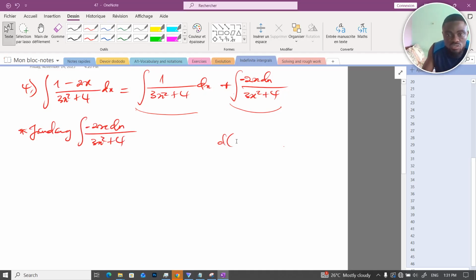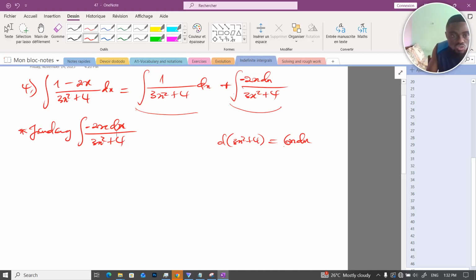We see that if you differentiate 3x squared plus 4 implicitly, you have 6x dx. Is that okay? When you differentiate this, you have 6x. Since you are differentiating with respect to x implicitly, you multiply by dx. And here, when you differentiate this, it gives 0 times dx, 0. Now, the problem is that at the top, we have already our x and dx. The problem is bringing this 6. For us to have this 6, we need to multiply what? The top and bottom of this integral by what?